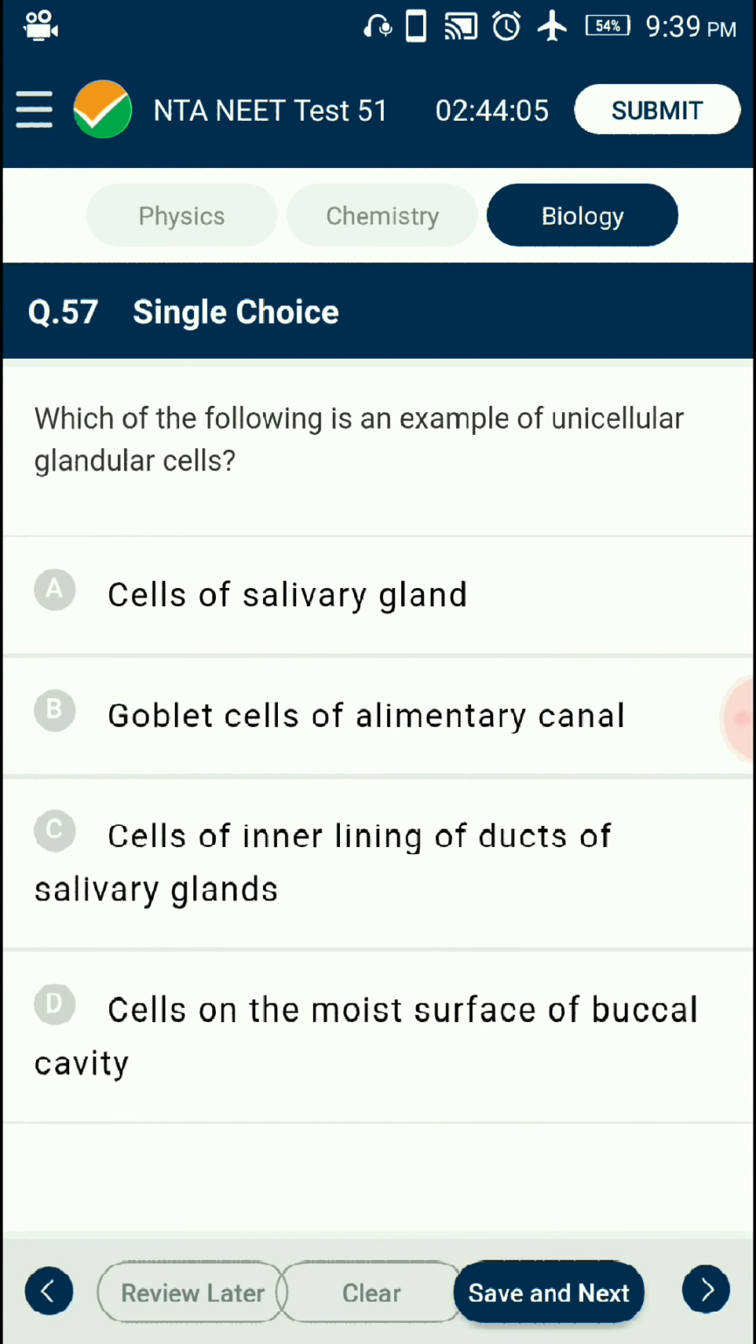Question number 57. Which of the following is an example of unicellular glandular cells? Some of the columnar or cuboidal cells get specialized for secretion and are called glandular epithelium. They are mainly of two types: unicellular, consisting of isolated glandular cells, for example goblet cells of the alimentary canal, and multicellular, consisting of clusters of cells, for example salivary gland. So the answer is option B, glandular cells of alimentary canal.